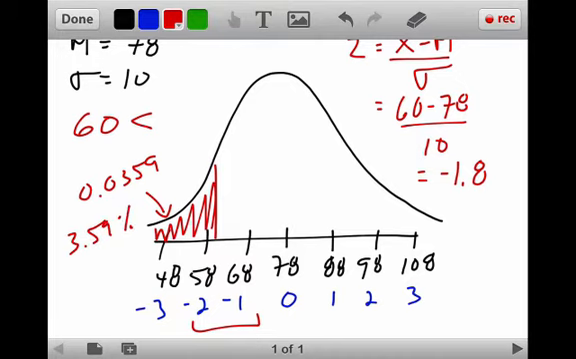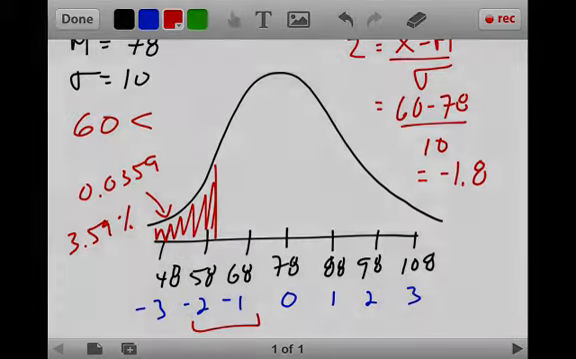So what is the probability that a student will get a score of 60 or less? The probability is 0.0359, and that's how we would solve this problem.